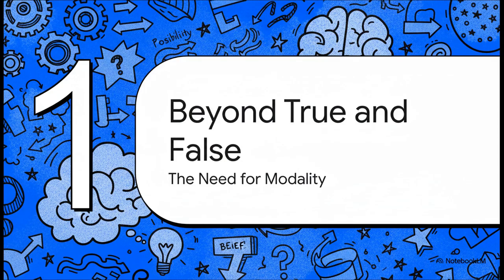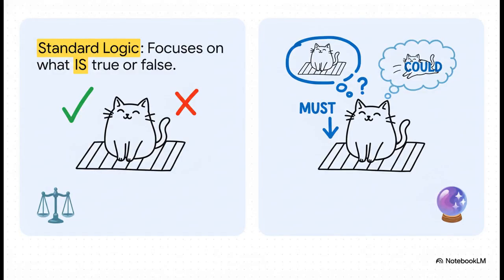Because, let's be honest, our everyday language is absolutely full of this stuff. We talk about what's possible, what we're obligated to do, what we know for sure, what we just believe. Modal logic gives us the formal toolkit to really get a grip on this huge landscape that exists beyond a simple true or false.